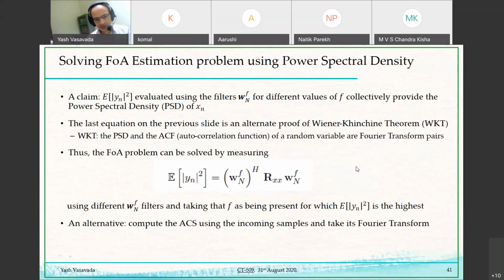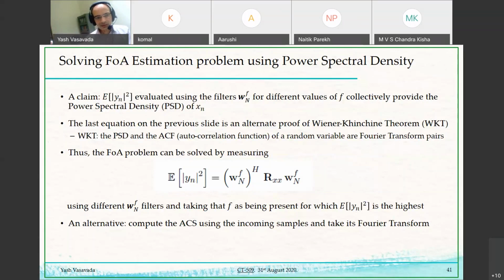Any other thought, Arushi? Sir, if capital N is the same for both the cases, then computationally the second method would be a much better option. Okay, second will be better. Anybody else wants to say something, or I should move on?